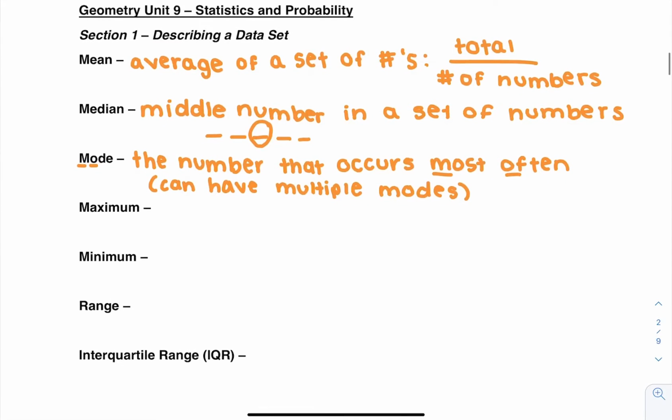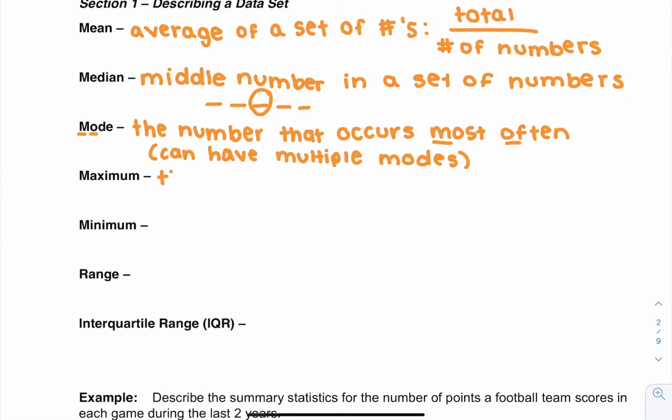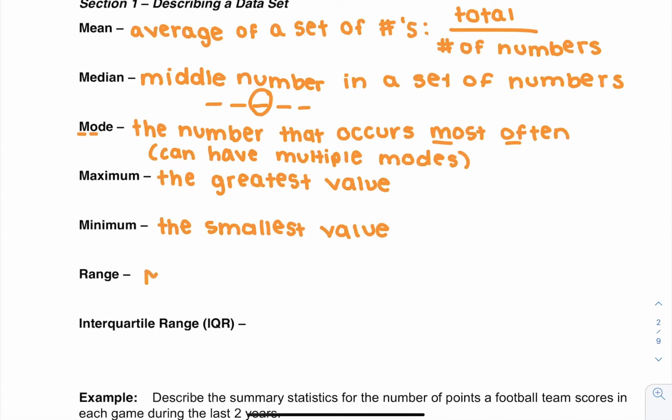Next up is maximum, which you can probably figure out just by looking at it, is just the greatest value that you have. And then of course our minimum is the smallest value. And our range is the max minus the min. So to find the range, you just subtract.